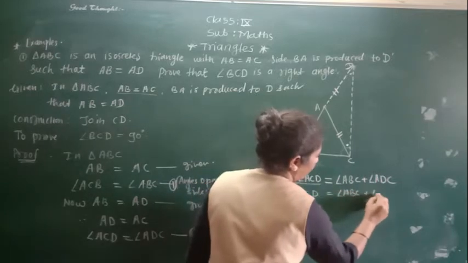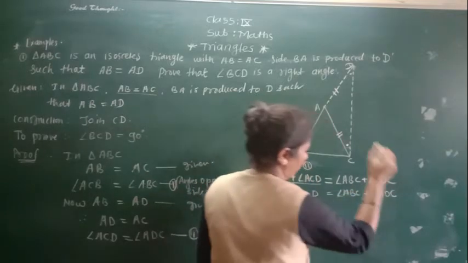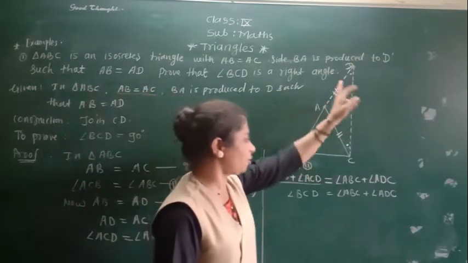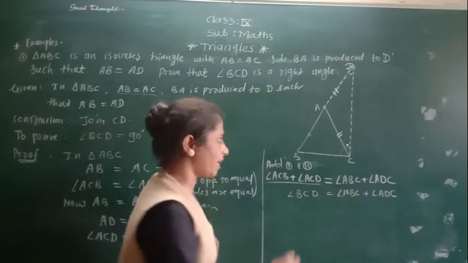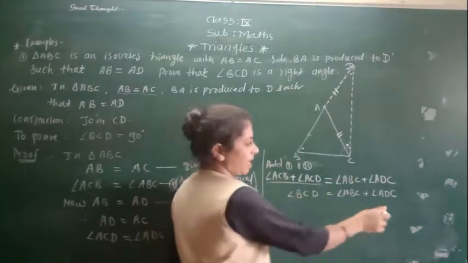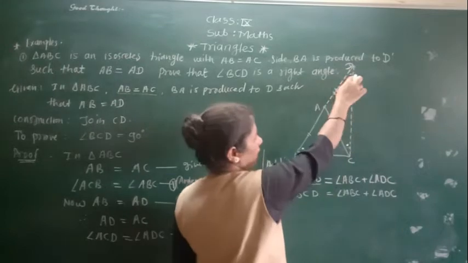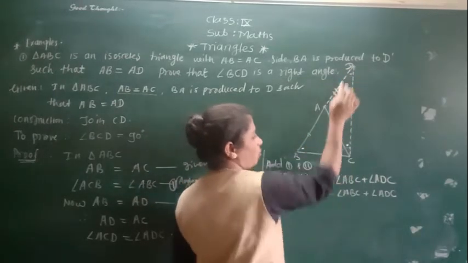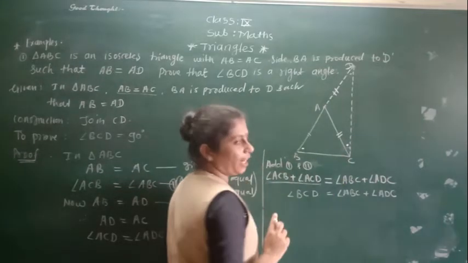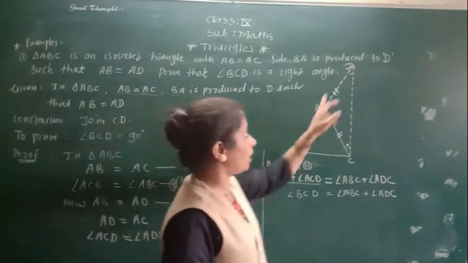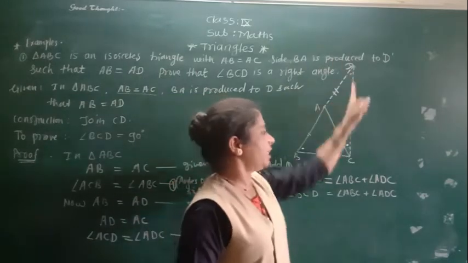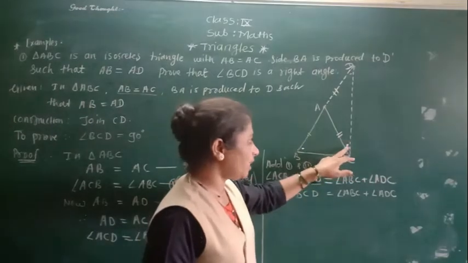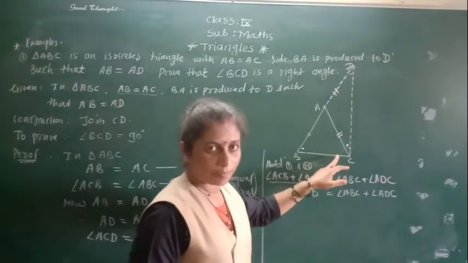angle ABC plus angle ADC. Okay, now see here. Here you got BCD, and here you got angle ABC, which means this angle, and angle ADC, this second angle. The sum of these two angles equals this angle BCD, right? So if you think about this total triangle, which triangle? Triangle BDC. Okay, so we have to show that this angle is 90 degrees, right?